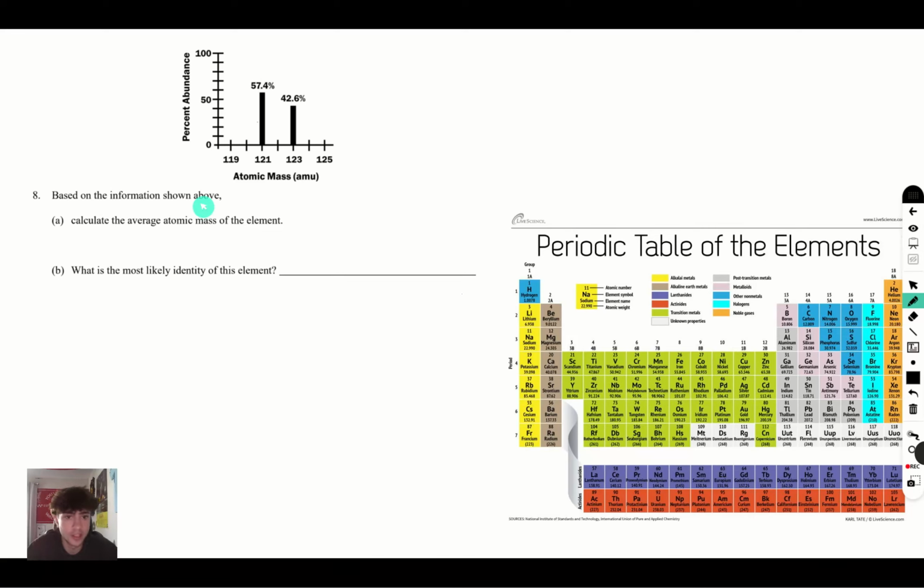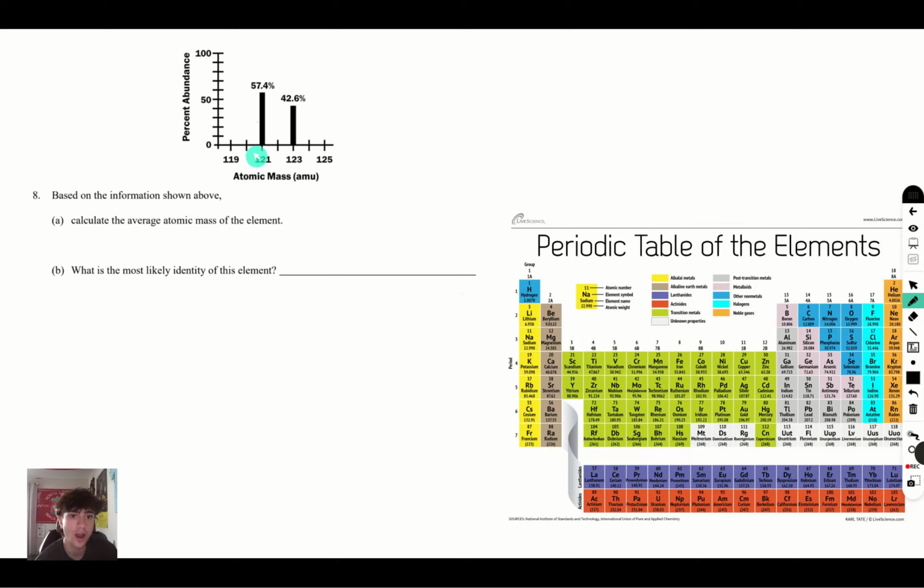Here we're given an average atomic mass problem. We're supposed to calculate the average atomic mass, given that 57.4% of the time, the atomic mass of this element is 121, and 42.6% of the time, the atomic mass of the element is 123. So first we need to calculate the atomic mass of this element.